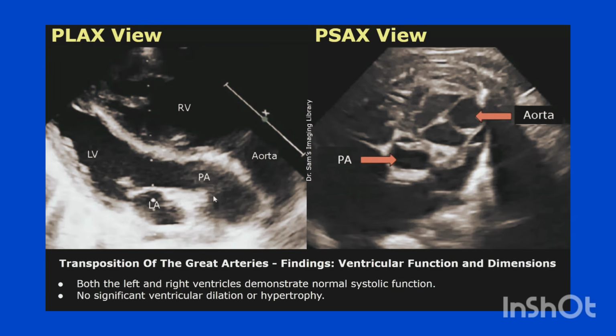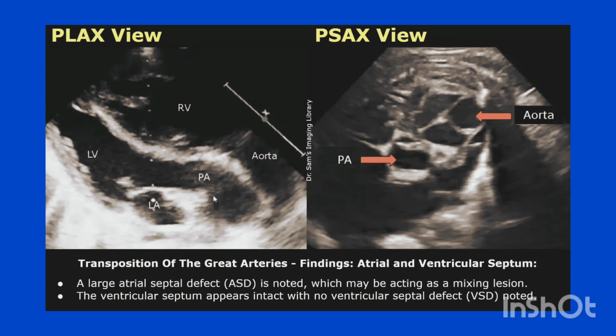Both the left and right ventricles demonstrate normal systolic function, no significant ventricular dilation or hypertrophy. These are the findings of the atrial and ventricular septum. A large atrial septal defect is noted, which may be acting as a mixing lesion. The ventricular septum appears intact, with no ventricular septal defect noted.